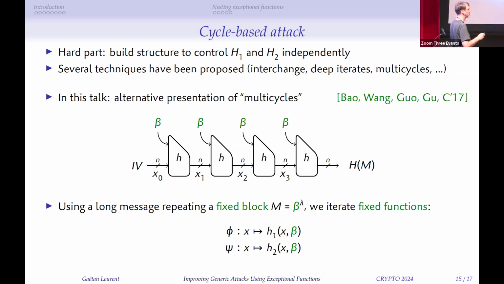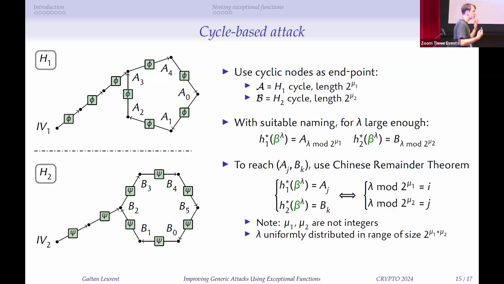So it's very similar to what we've seen earlier. And when we build such a long message with the same message block repeated, and we process them, what happens, of course, is that we're going to iterate a fixed random looking function. And the way we build the structure is actually very simple. We start from the IV, we iterate the function, and we know at some point we reach a cycle. This is true in H1, and this is also true in H2. And what we're going to do is just use the points in the cycle as the ending points in our structure, the set A and the set B.